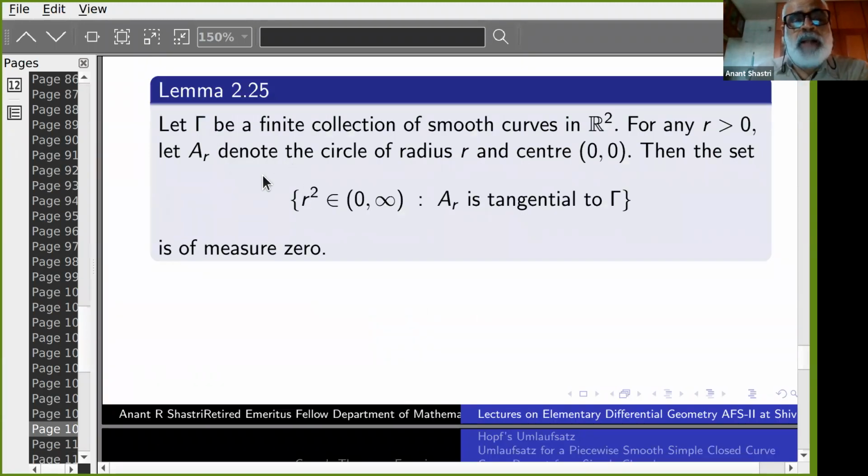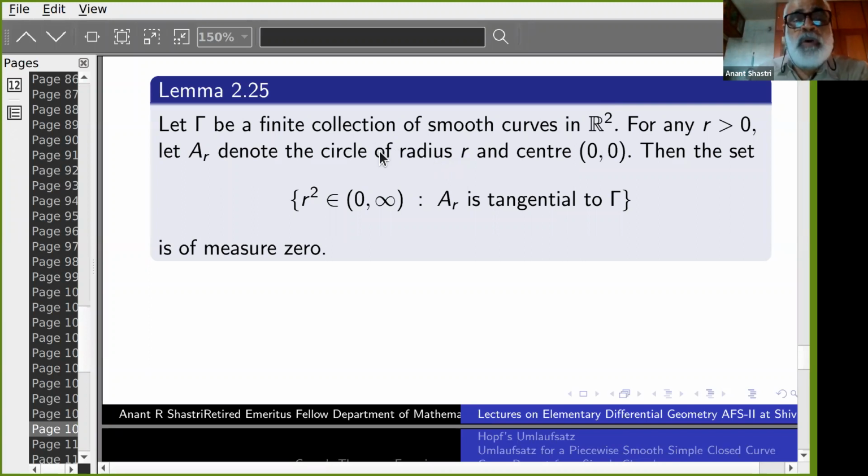Then let us call this collection S1. For another one, S2 and so on. They are all of measure 0. If I take the finite union of measure 0 sets, it's measure 0. And that will be the collection for this gamma, because gamma is a finite union of these curves.